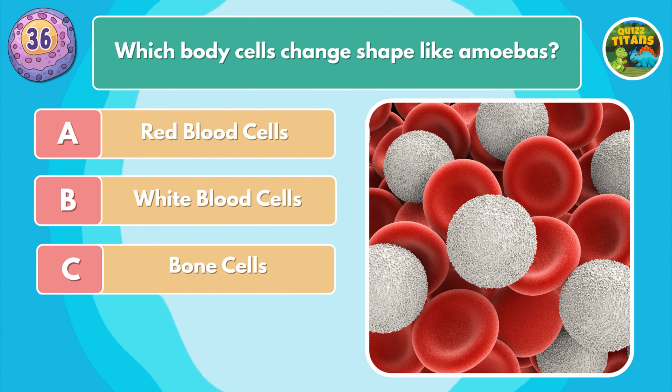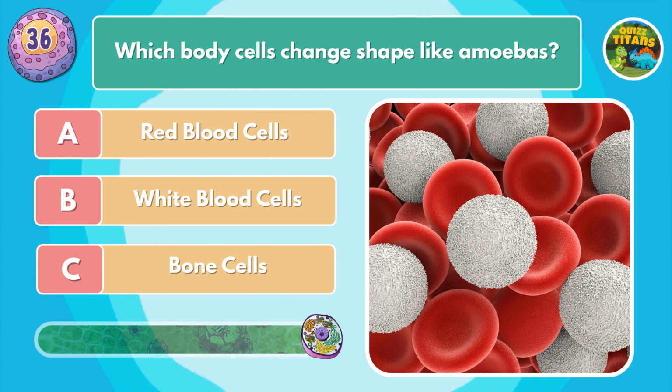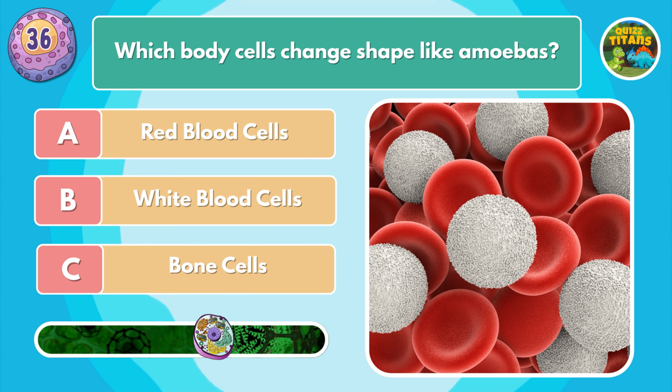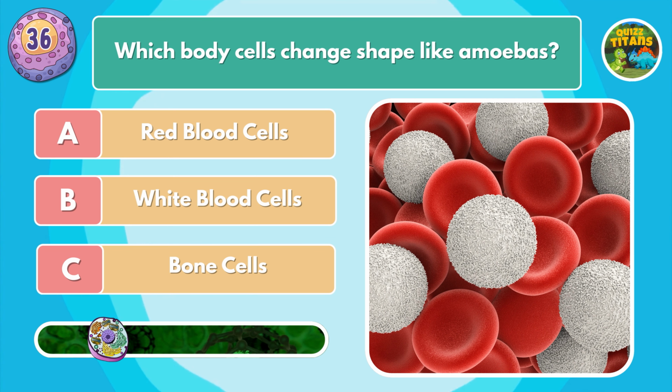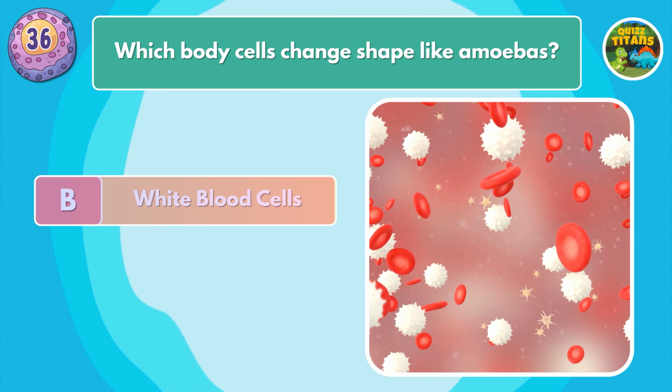Some of your own body cells can change shape, just like little amoebas. Can you guess which ones? And the correct answer is white blood cells.